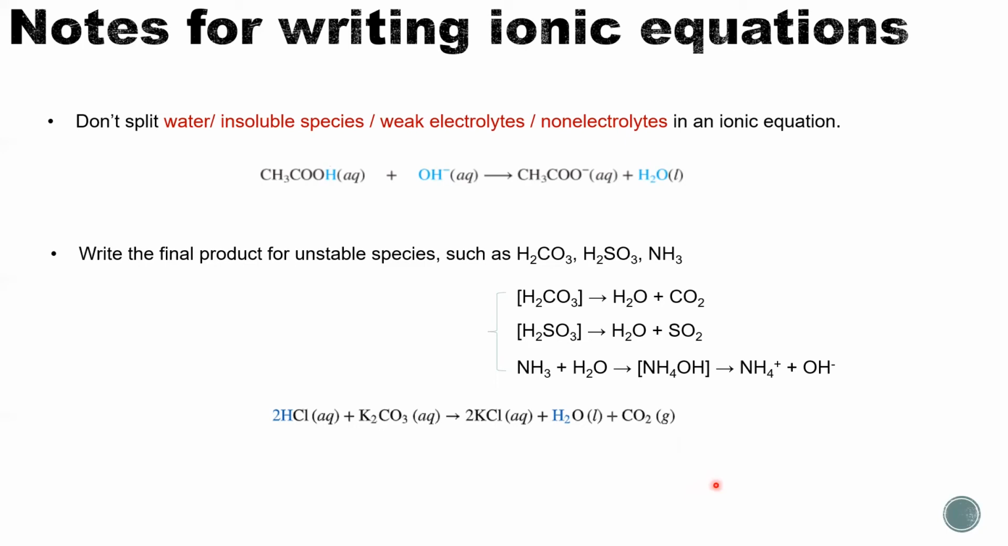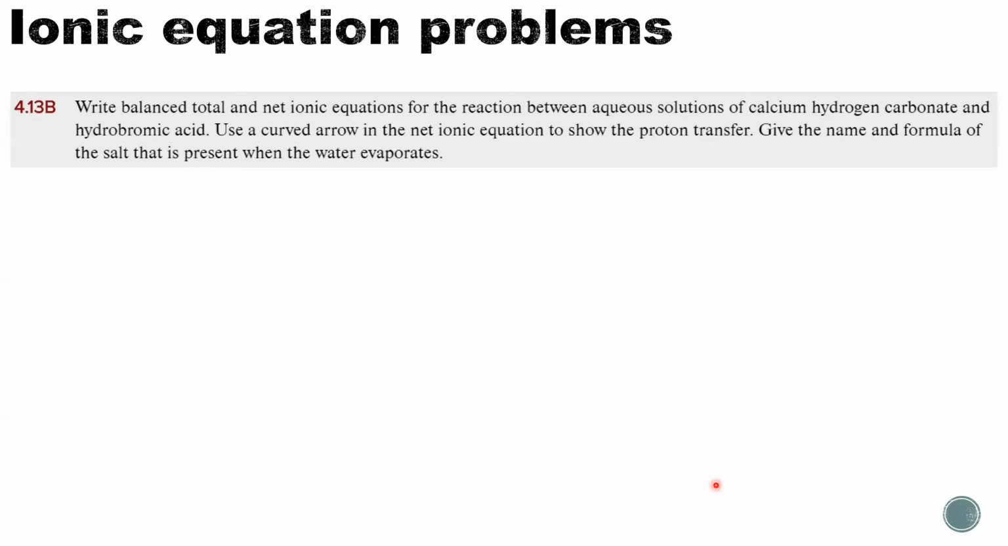All right, let's take a look at the problem on writing ionic equations. Write and balance the total and net ionic equations for the reaction between aqueous solutions of calcium hydrogen carbonate and hydrobromic acid. Use a curved arrow in the net ionic equation to show the proton transfer. Give the name and formula of the salt that is present when the water evaporates.